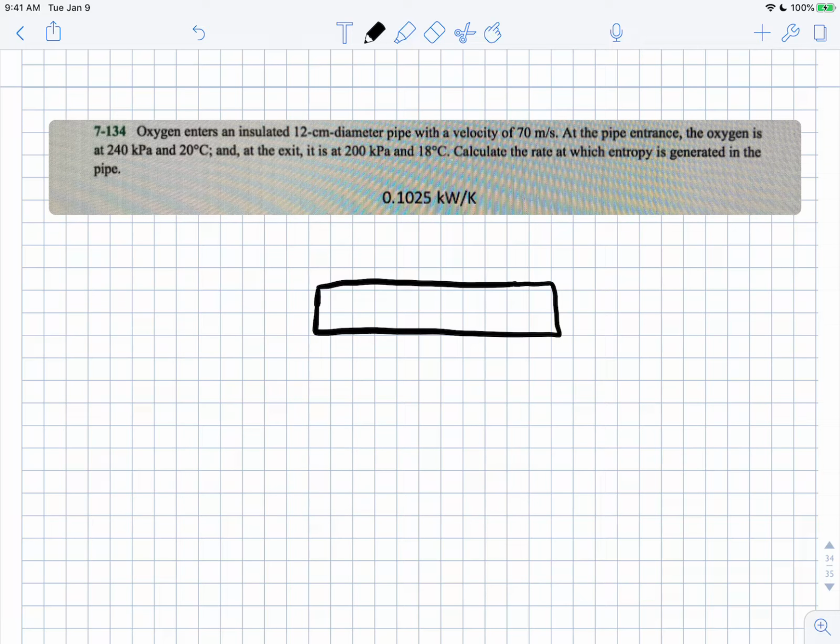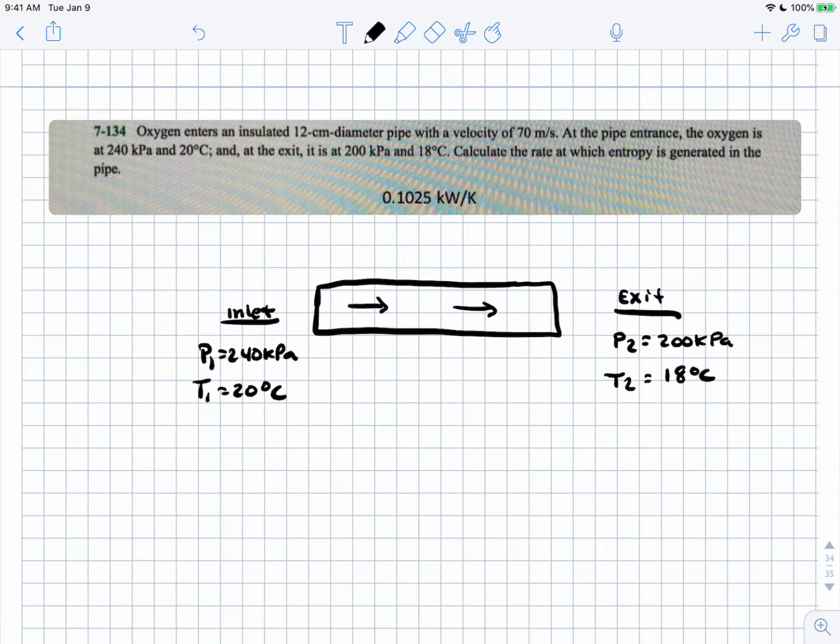At the inlet of the pipe, we know that the pressure is 240 kilopascals. The temperature is 20 degrees Celsius. And at the exit of the pipe, so we'd have flow going this way, we have the pressure at 200 kilopascals and the temperature at 18 Celsius. We are asked to find the rate at which entropy is generated in this pipe.